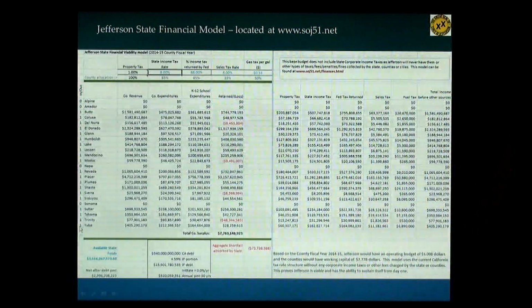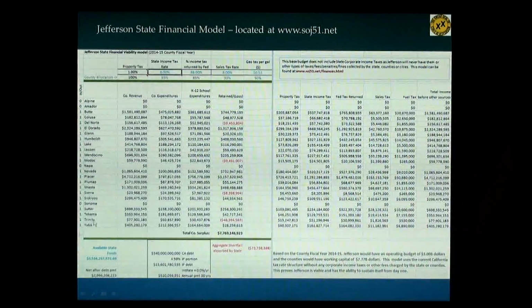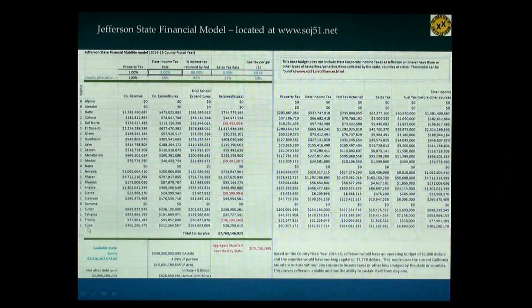So we have a couple of counties here, Sonoma, Napa, Alpine, and Amador, that we have turned off, because right now we're primarily looking at these 20 counties. As you see in a light gray down here, 20 is the total that we're using for this model.